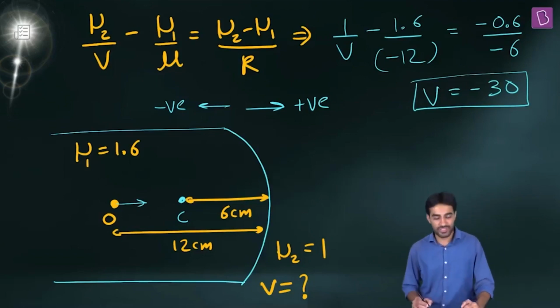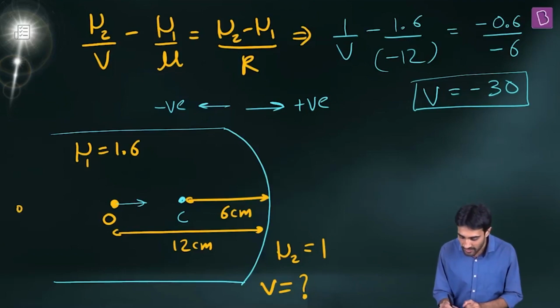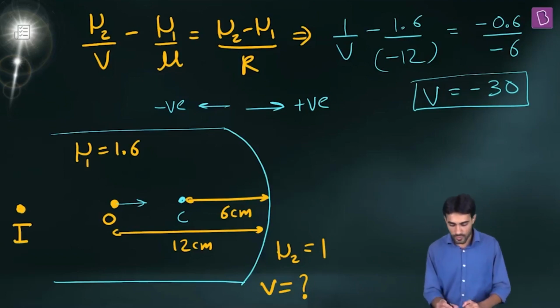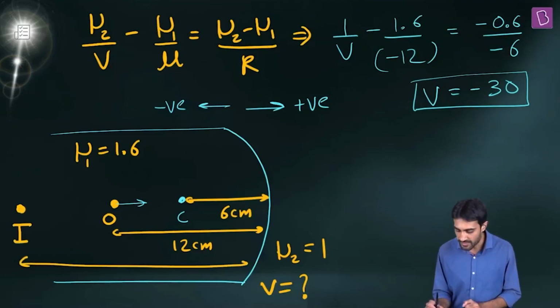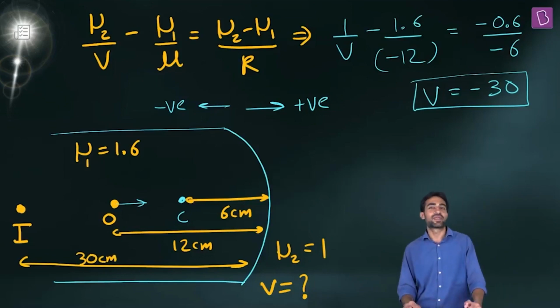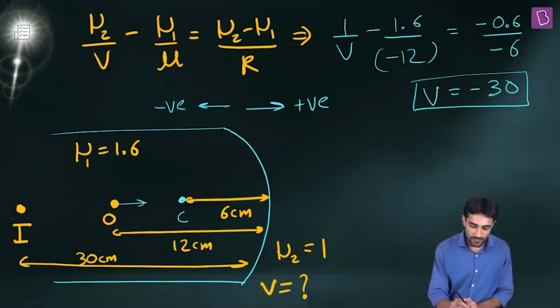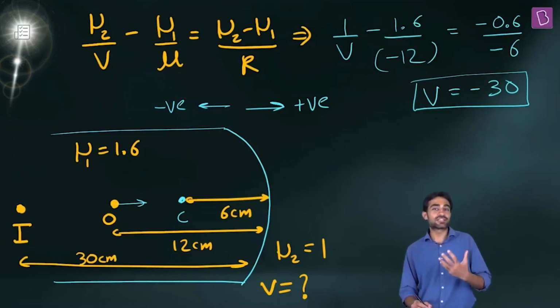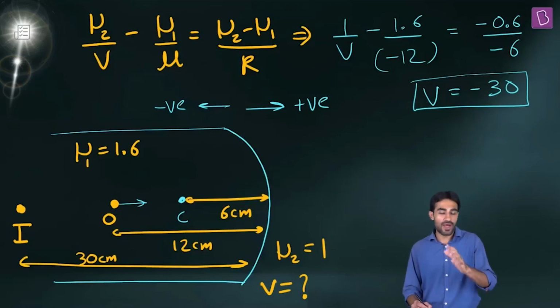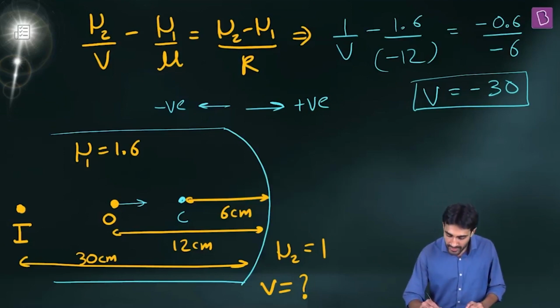So where is the image? Image is right over here. This is our image. So this distance is 30 centimeter. Exactly. Now, let me draw a beautiful ray diagram. So, we have found out the answer. We are just drawing a ray diagram just for fun. Now, for drawing the ray diagram, I will draw the normal to the surface. This is the normal to the surface.